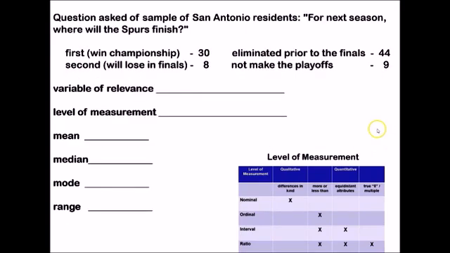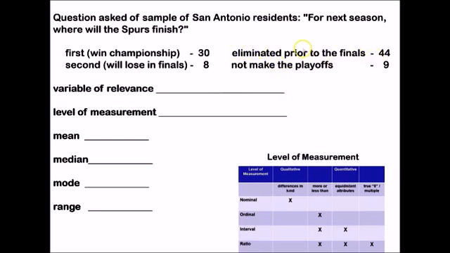Let's look at another example. Spurs season will be starting in about another month. That's going to be exciting with the new acquisitions in particular. And so a survey asks San Antonio residents, for this coming season, where will the Spurs finish? When all is said and done, where will they finish? And we find the following answers. 30 residents say that they're going to win the championship. They're going to finish first. 8 residents say that they're going to finish second by virtue of losing in the finals. They're going to get to the finals, but they're going to lose.